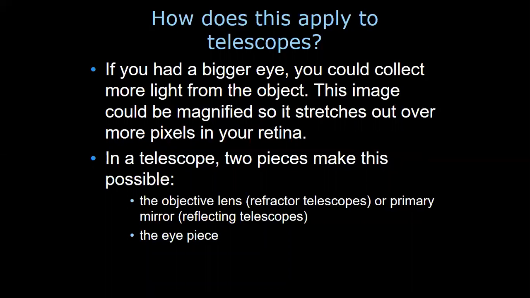So how does this apply to a telescope? If you had a bigger eye, you could collect more light from the object. The image could be magnified, so it stretches out over more pixels on your retina. In a telescope, there are two pieces that make this possible. One is the objective lens, and the other is the eyepiece, or the eye lens.